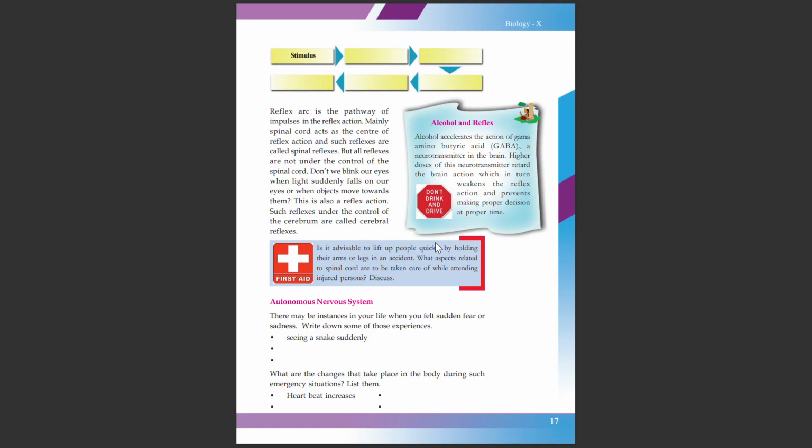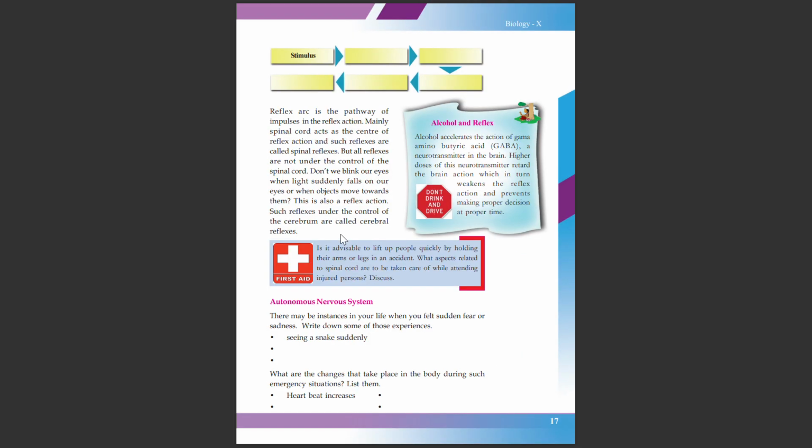There may be instances in your life when you felt sudden fear or sadness. Write down some of them. Seeing a snake. Watching cartoons, watching series will make you happy, right? And going for a trip will make you happy. So, what are the changes that take place during an emergency? Heartbeat increases, salivation decreases, blood pressure increases, and your pupil dilates.